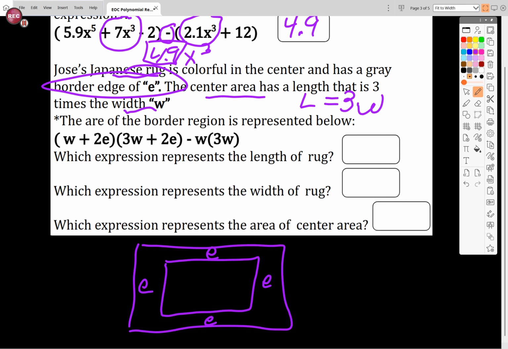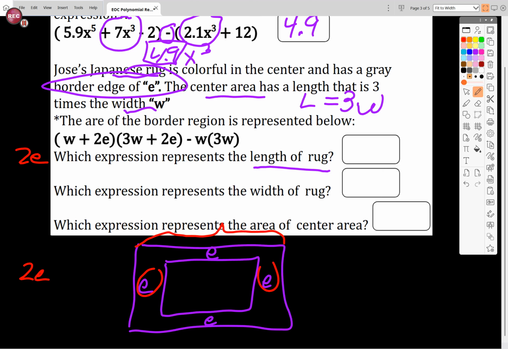So that's the only information we're given, right? So now let's answer these questions. The length of the rug would be from one side all the way to the other, which includes 2 borders. So we know the length has to have a 2e in it. So let's just write it over here. 2e we know belongs to that first question.